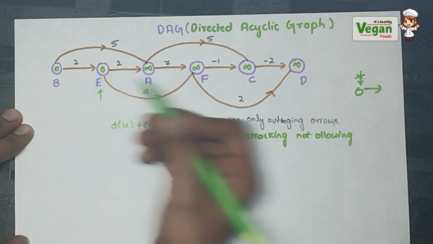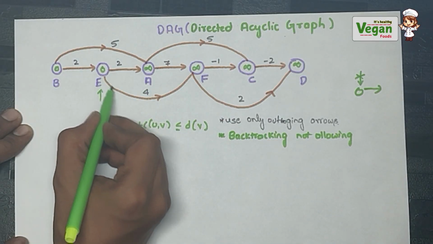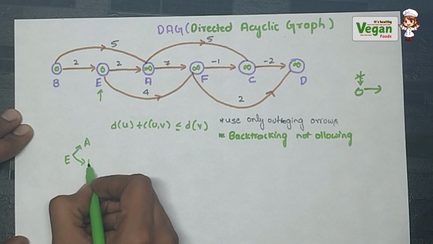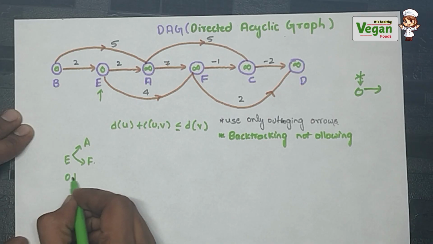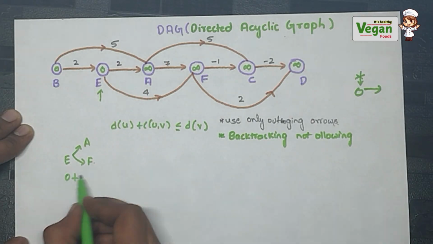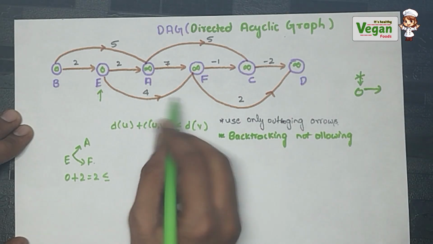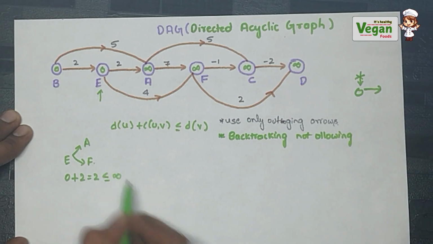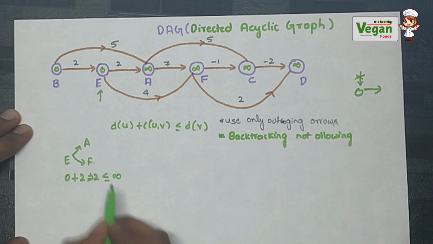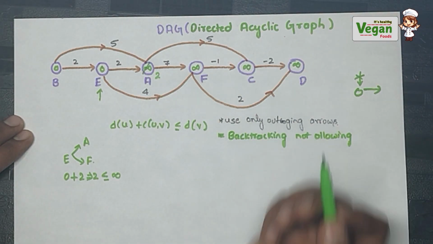Now, if you consider the node E, from E I can go to A, and from E I can go to F. What is the value of E? Initially it is 0. So 0 plus, from E to A it is 2. So 0 plus 2 is equal to 2, less than or equal to d of v. Initially we didn't know the value of A, so we assigned infinity. 2 is less than or equal to infinity. Among infinity and 2, the lesser one is 2. So cancel out infinity and write 2.